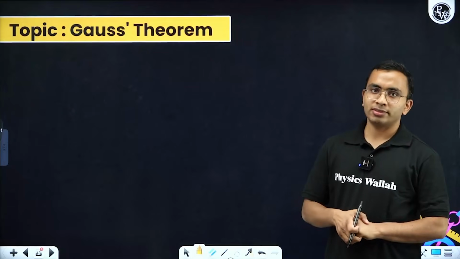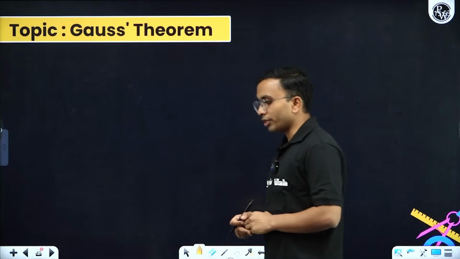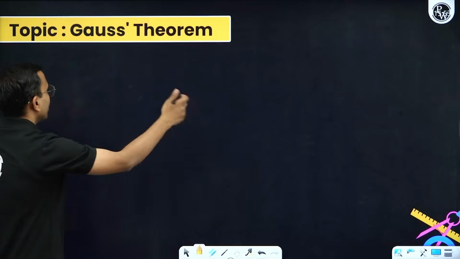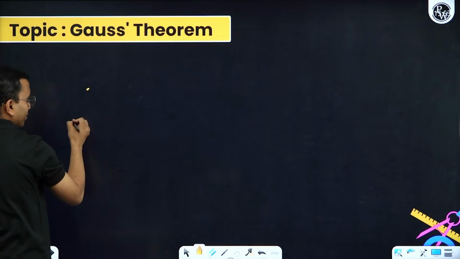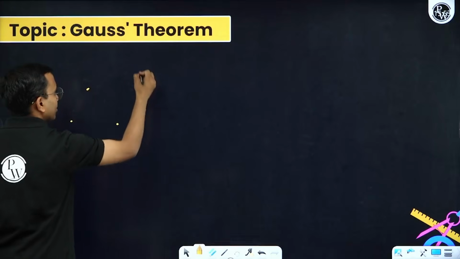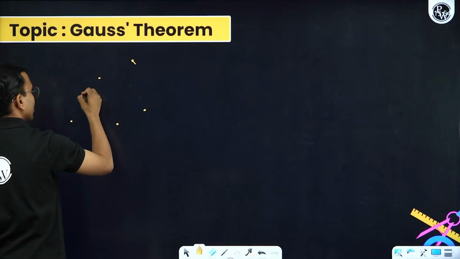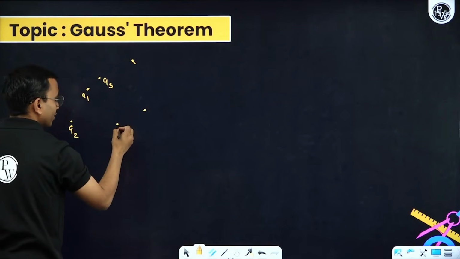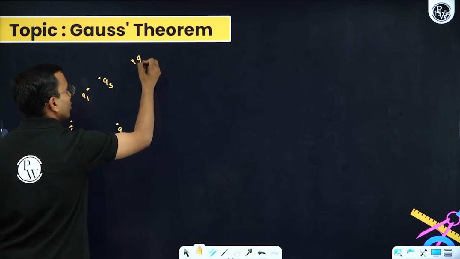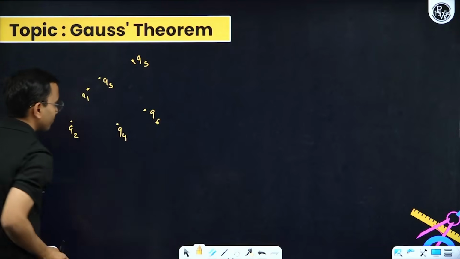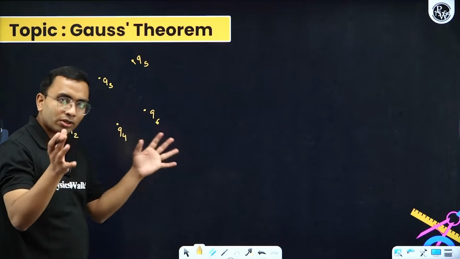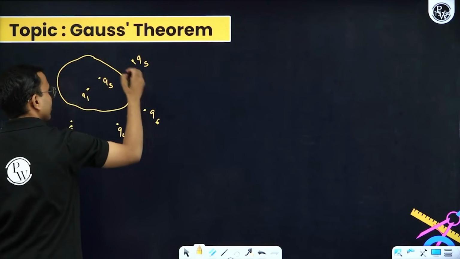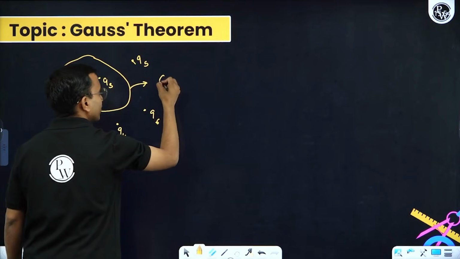Now coming to Gauss's theorem. So what is Gauss theorem or Gauss law? It states that, let us take some charges, Q1, Q2, Q3, Q4, Q5, Q6. You make some closed surface that we call the Gaussian surface. Let us take the Gaussian surface as this. This we call the Gaussian surface.